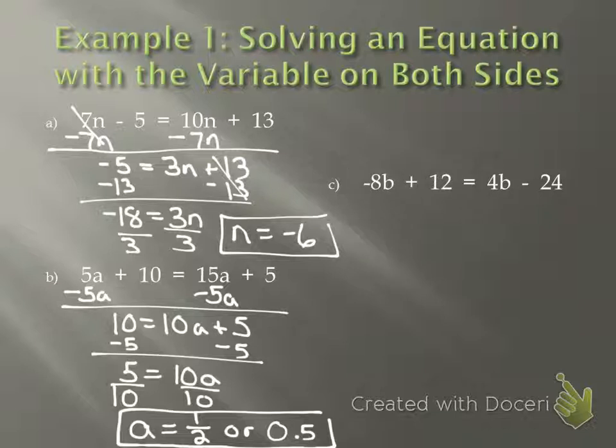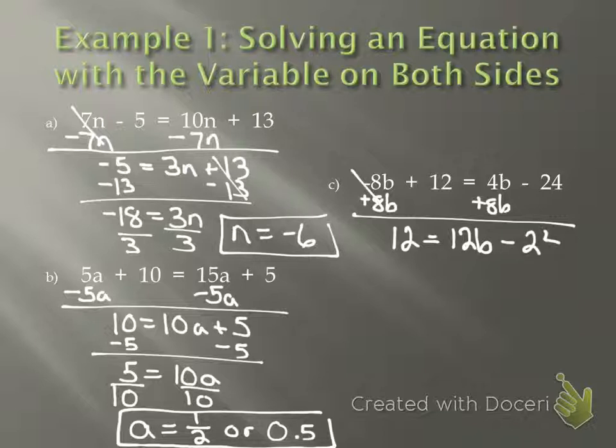Okay, so I'm still dealing with the number that's the smallest, and here it's going to be negative 8b. So I'm going to add 8b to both sides. I'd much rather deal with a positive 12b than a negative 12b. Now, if you were to go the other way and subtract 4b from both sides, you still end up with the right answer. You just have to deal with negatives. So now you have 12 equals 12b minus 24. All right, two-step equation. What do you do next? Add 24 to both sides.